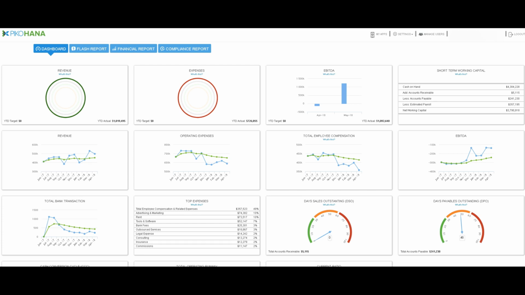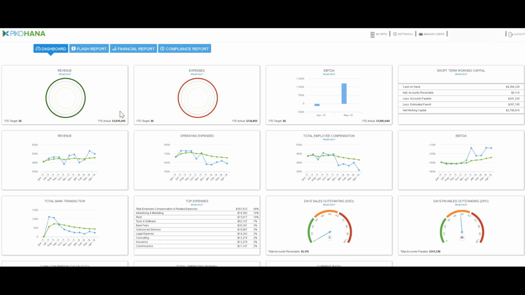This page provides most business owners and SMEs with the key metrics that they need to run their business, such as revenue versus target, expenses versus target, EBITDA, and short-term working capital. As you probably noticed, there's no target in the system for this particular client, but that's easily resolved. We can upload your targets to the system with no problem at all. And then these graphics become more meaningful in that you'll be looking at the year-to-date actuals versus your year-to-date target.